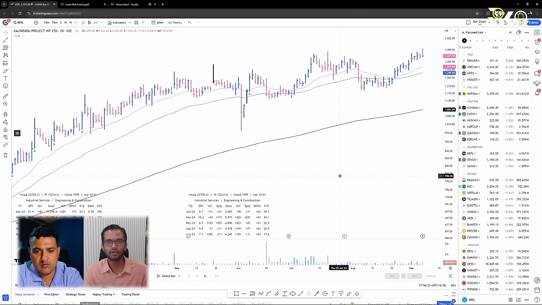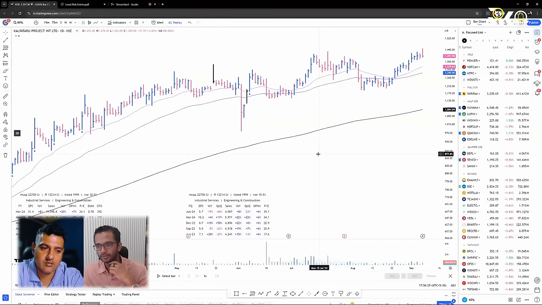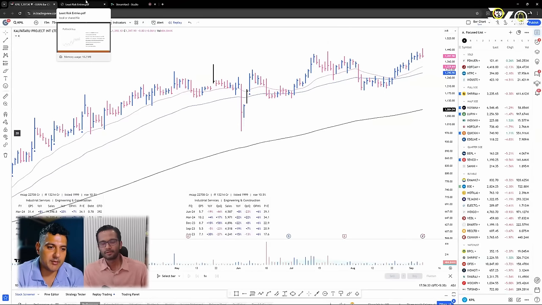Now BPCL, Shri Ram Piston. These are the kind of setups that I'm trading for a least risk entry point. Yes, sir. That's wonderful, because most of the stocks are matching my criteria.